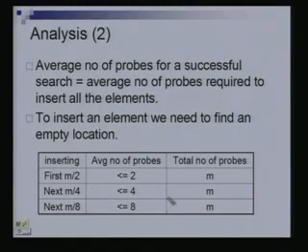I am just placing this as an upper bound. I need at most 4 probes to insert all of these m by 4 elements. And so the total number of probes required to insert these m by 4 elements is m by 4 times 4, which is no more than m. Similarly, for the next m by 8 elements, when I am trying to insert the last of these m by 8 elements, only 1/8 of the table is empty.